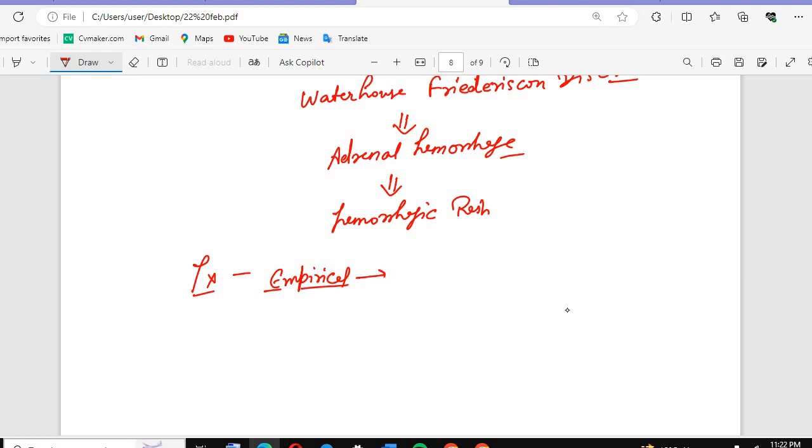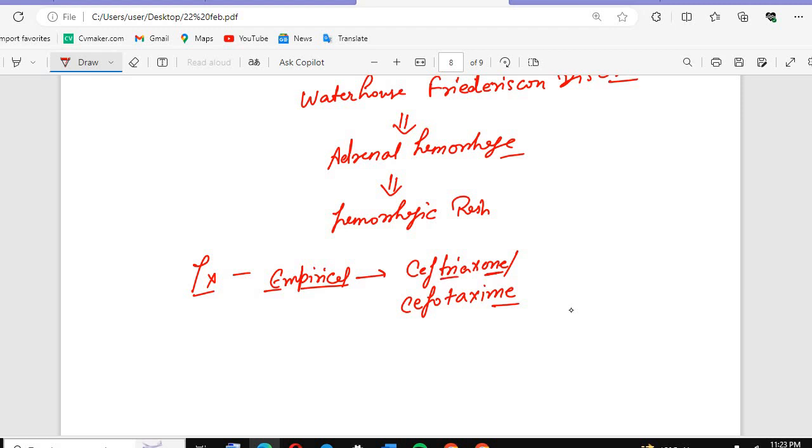There you can give ceftriaxone or cefotaxime. Now you can tell me, ceftriaxone or cefotaxime, which generation drugs are these? First generation, second generation, or third generation? Which one? Cephalosporin, which generation? Yes, that is third. Very, very good.